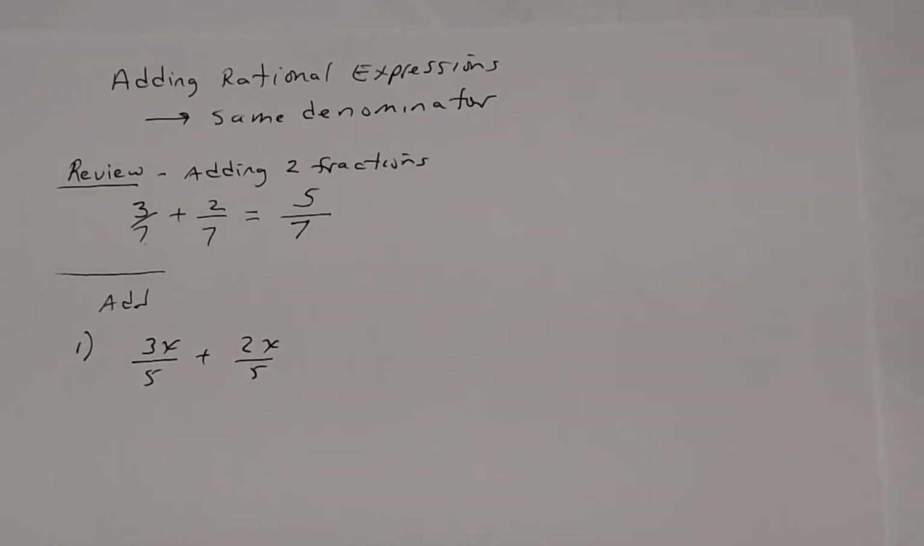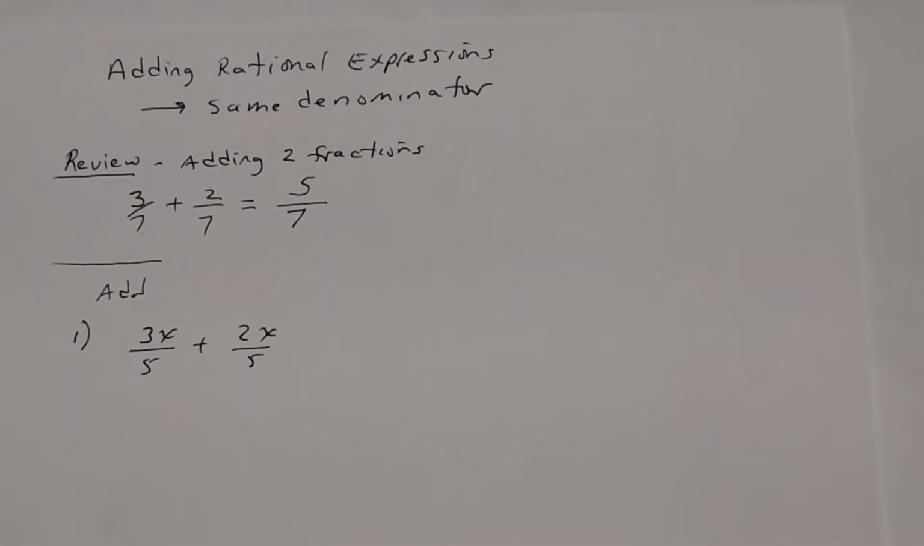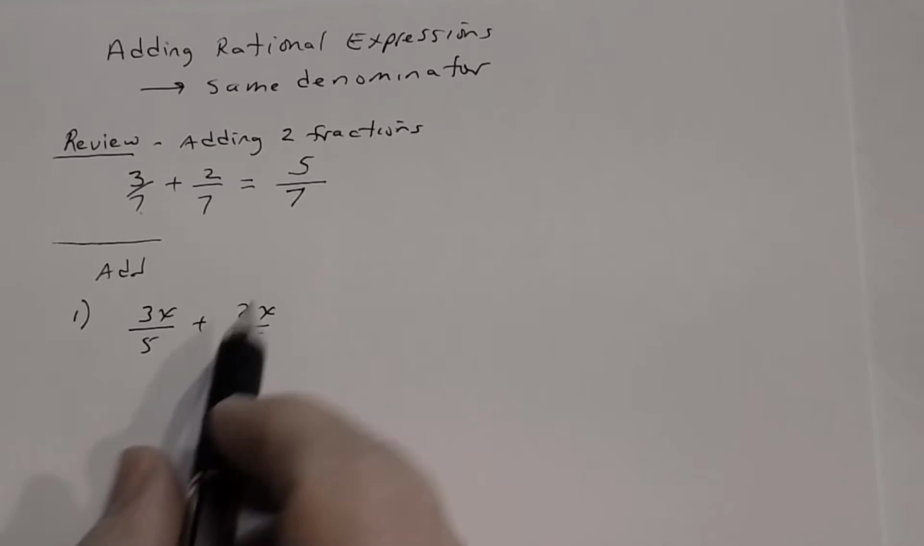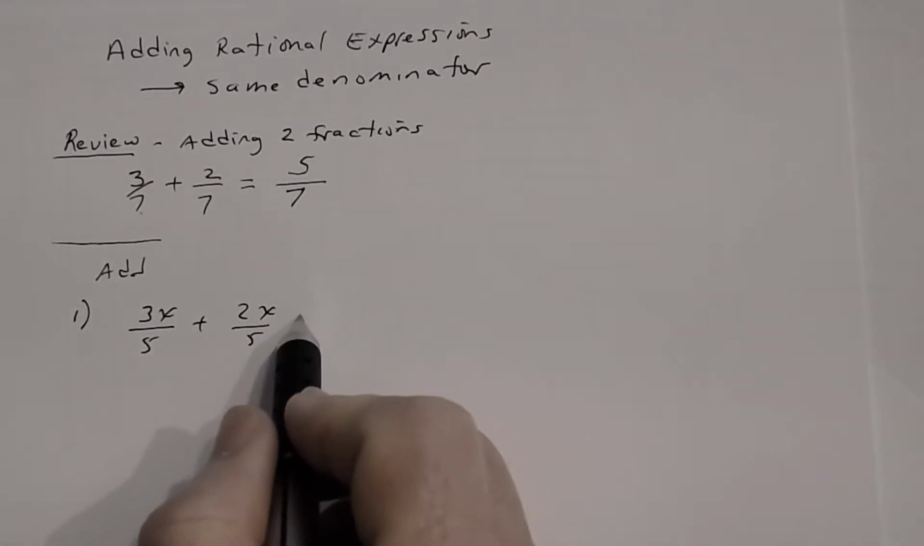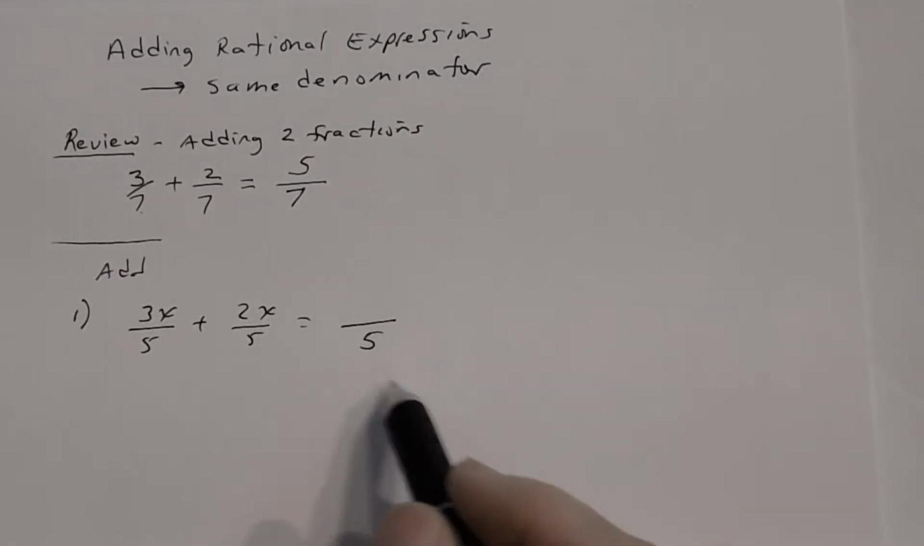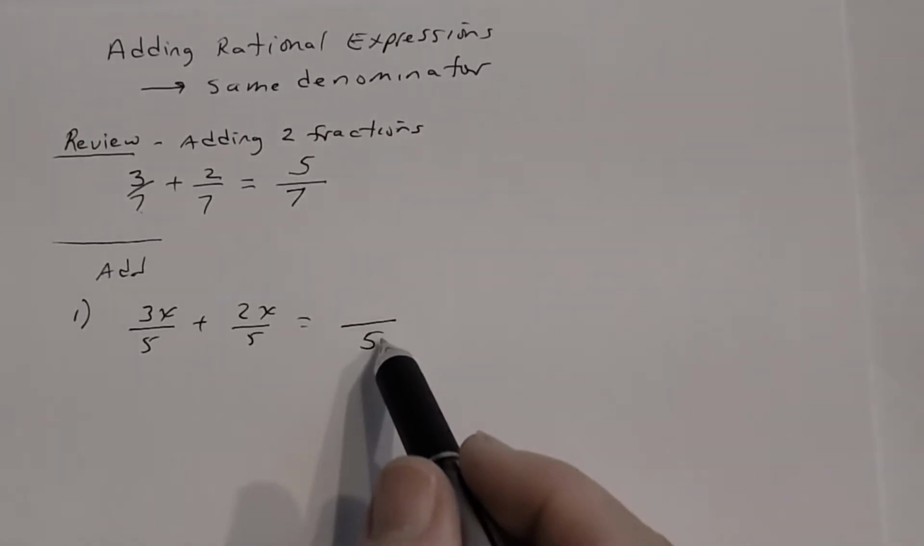All right, so I have two rational expressions, and notice that the denominators are the same. If the denominators are the same, it makes things so easy for us, because once we add them, everything we do after that point is based on information you already know. So when I add these, since the denominators are the same, I know that my denominator in the answer is going to be a 5.